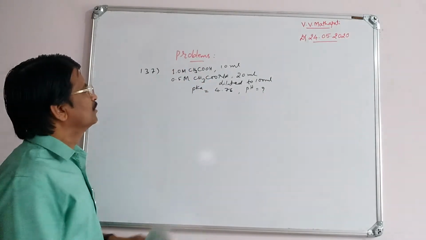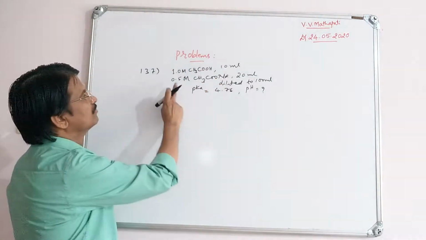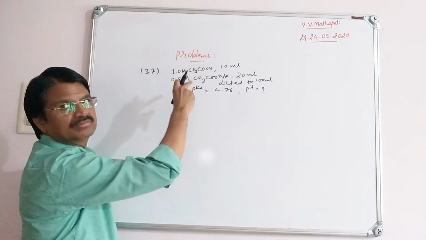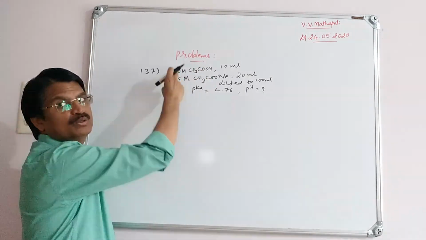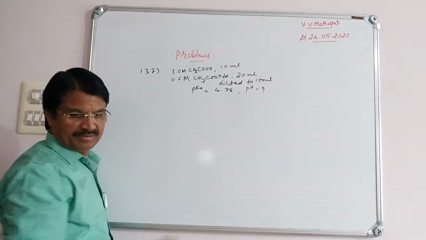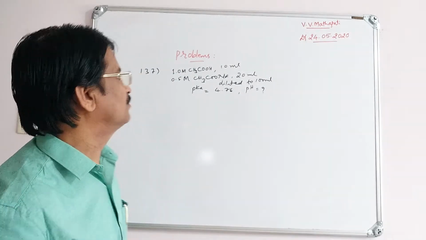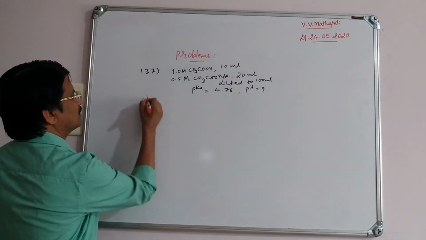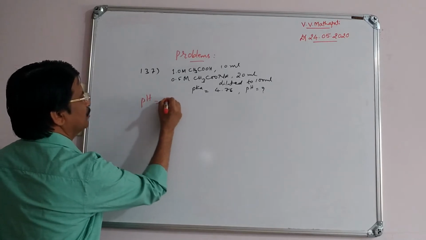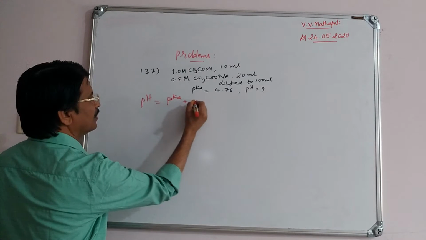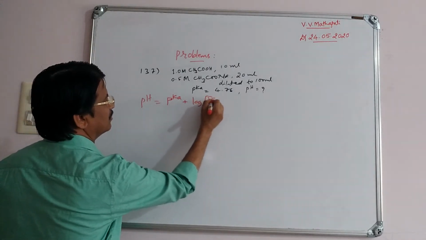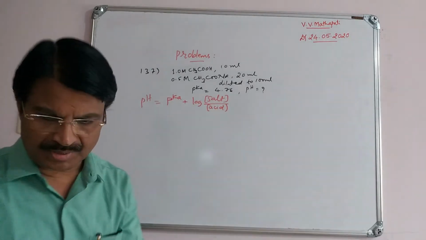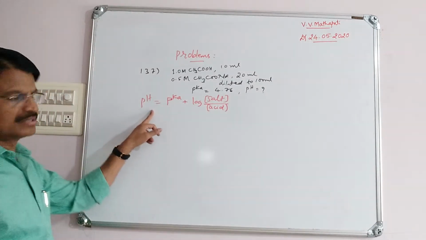But in this case, before mixing it is 1 M, 10 ml, and before mixing 0.5 M, 20 ml. After mixing these two, you have to find the concentration of each individual compound. But anyway, first we write a formula to calculate the pH of the buffer. This is an acidic buffer. Hence you write the formula pH equal to pKa plus log salt by acid.